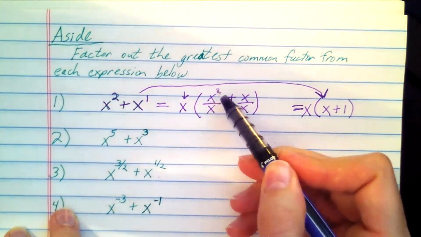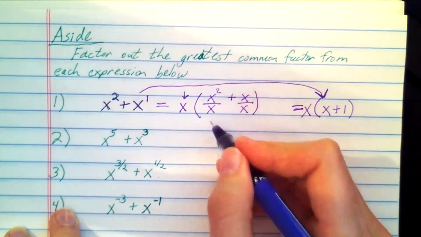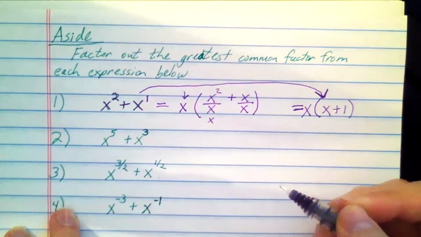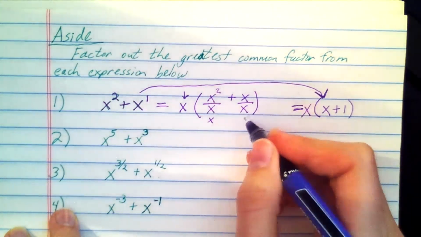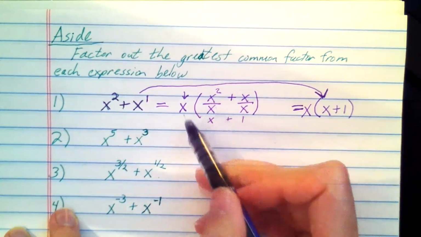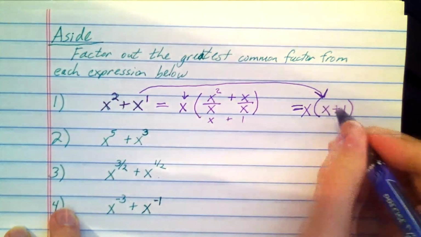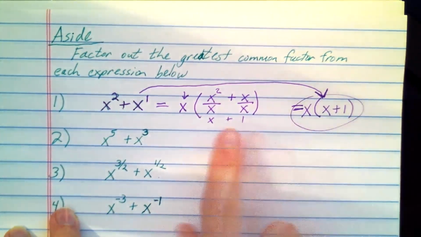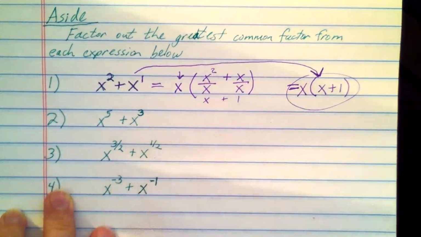What is x squared divided by x? Well, laws of exponents say that that simplifies down to x. What is x divided by x? That's 1. So you get this x plus 1 phenomenon happening here. X times x plus 1, and you get this. Let's keep that in mind as I do the rest of these.